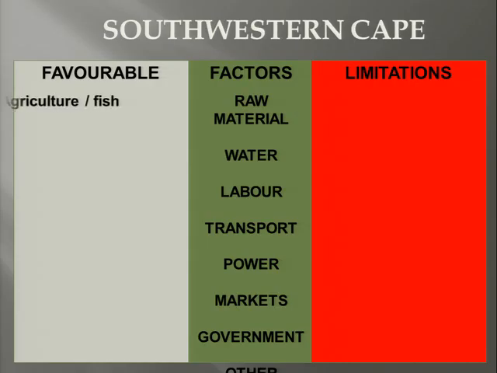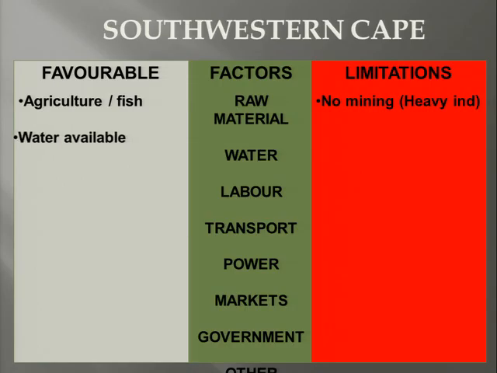Raw material. There's agriculture and fish, but they do not have heavy industry. Can you see that? It's a limitation. They do not have mining in the Southwestern Cape. Water. Do they have water? Yes, the Southwestern Cape has water. But like in other industrial areas, there are shortages of water. You see, it's a limitation.